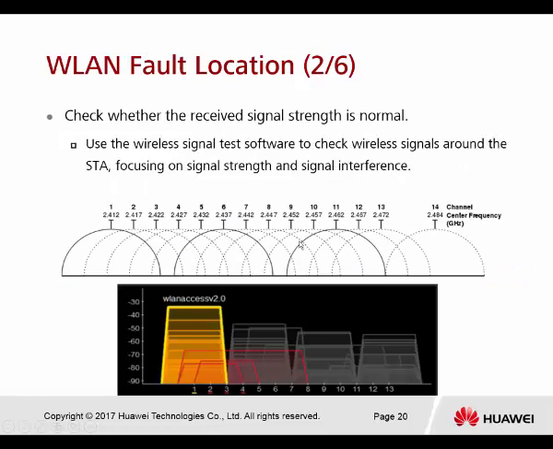Then the next one, we check the signal strength. Use some other software, like this Insider. Try to scan the surroundings. Is this because of interference, or there may be too many SSIDs using the same channel as my current SSID, so the channel is very crowded and congested. If that's so, try to move to another channel that is less crowded.